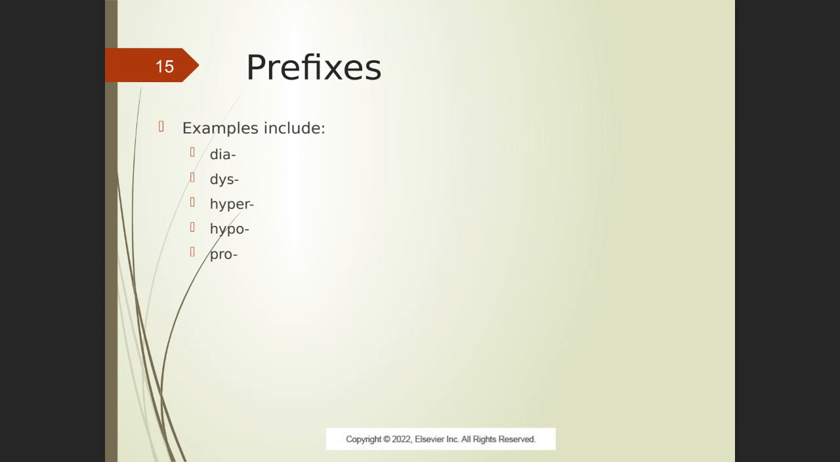Prefixes here are giving you description. So dia means through or complete. Dis means a lot of things, and depending on what is attached to it, it changes its meaning. So let's put, dis means painful, abnormal, difficult, or labored.